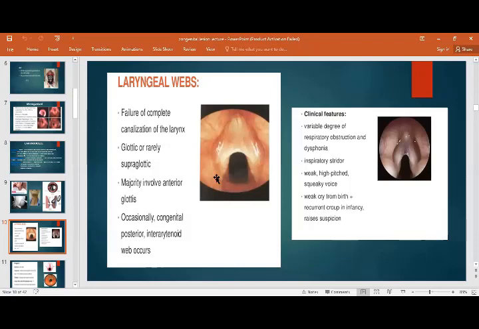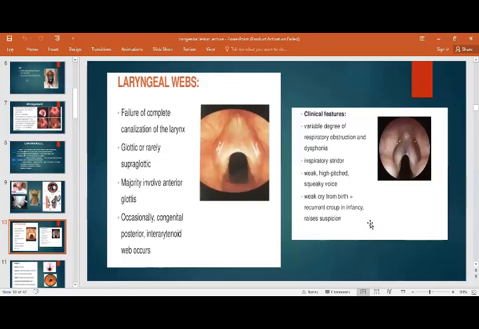Mostly it is congenital, but later on it can also occur, and the presentation can also occur in later life. So, what are the clinical features? Of course, variable degrees, depending on the size of the web. The patient would present with respiratory obstruction or dyspnea, with inspiratory stridor, because there is difficulty in inspiration. The voice would be weak, high pitched, and squeaky. In the case of a child, the cry would be weak.